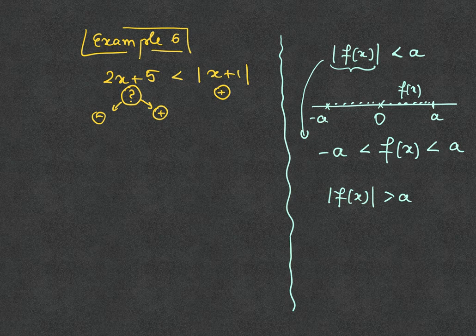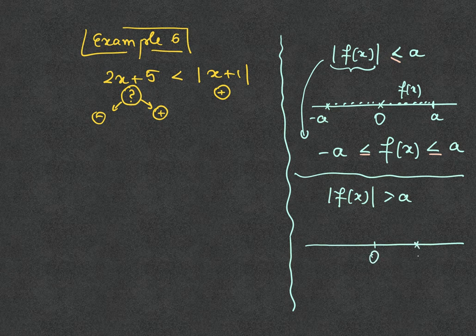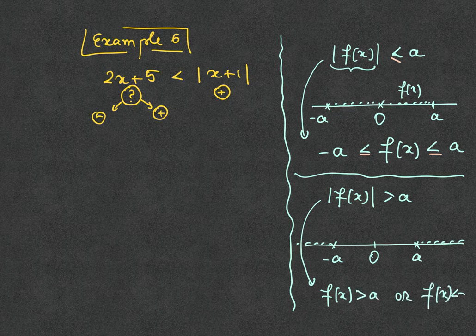Of course, when the inequation is less or equal, this becomes less or equal. Similarly, in the second case, if here is a and here is negative a, you want the distance from f of x to the origin to be bigger than a. So f of x can be either here or here. Therefore, this inequation is equivalent with f of x bigger than a or f of x smaller than negative a. So I can't write them both together as I wrote them in the first case up there.